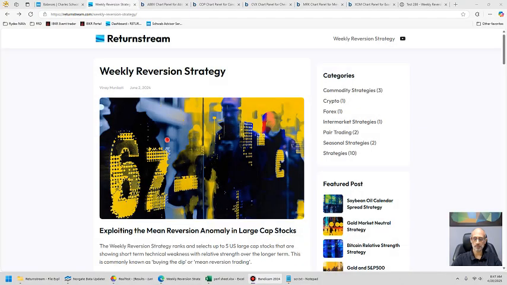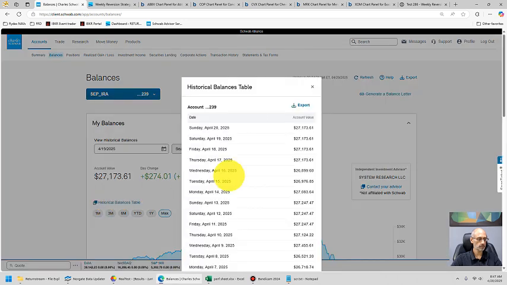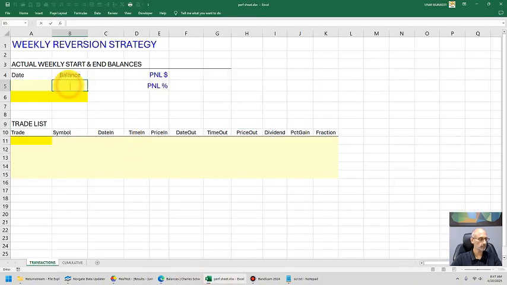This is the performance summary for week 16 of 2025, which is the week ending on April 17th. Let's begin by inputting the starting and ending balances. Starting balance was on Friday, April 11th. And the ending balance was on April 17th.